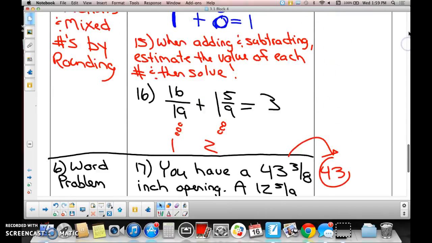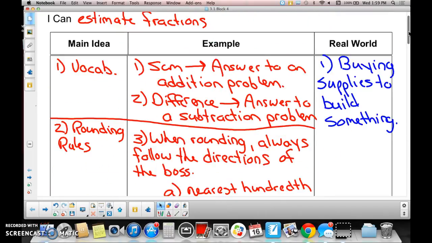When would you ever need to estimate fractions? Yasmin had a great example, and she said what, Yasmin? Buying supplies to build something. And why would you have to have like an idea? Why don't you know the precise measurements before you start building? Because if you go up to the clerks and ask them for your estimation, they think that you were crazy.